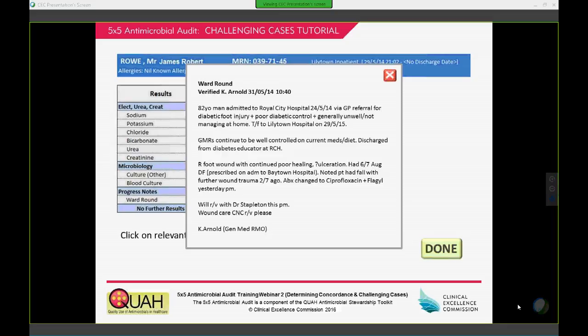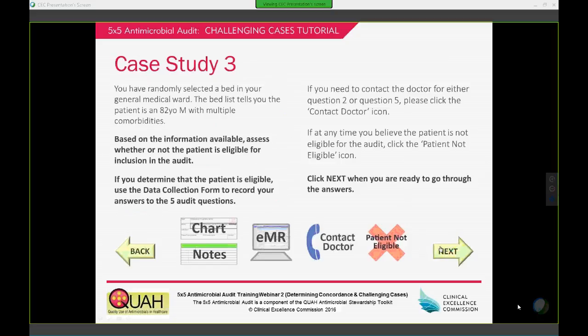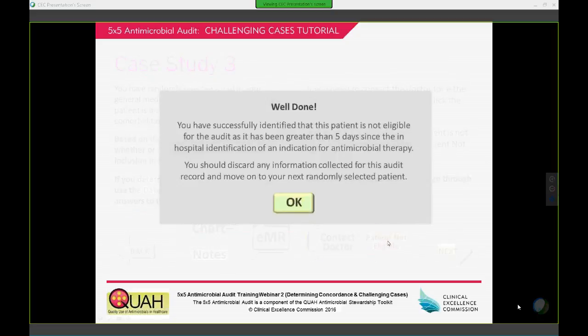So I'm actually reading through this now, and I'm realising that this patient's actually been hospitalised for quite a while, and it's been longer than 5 days since that acute infectious condition was identified in hospital. So I've actually just realised that this patient isn't eligible for the audit after all, and I'm going to have to go back, click that icon, and we've successfully identified that patient's not eligible for the audit because it's been greater than 5 days since the in-hospital identification of an indication for therapy. And we choose to discard any information collected for that patient and move on to our next randomly selected patient.